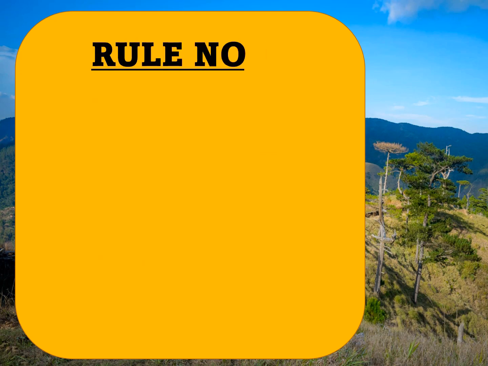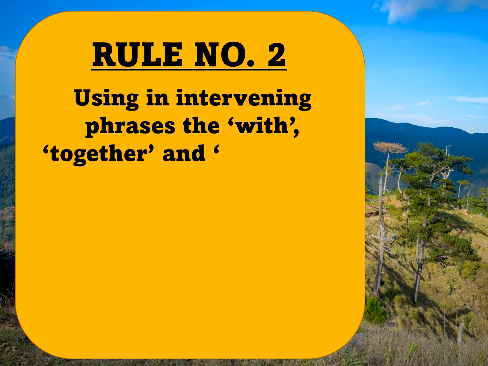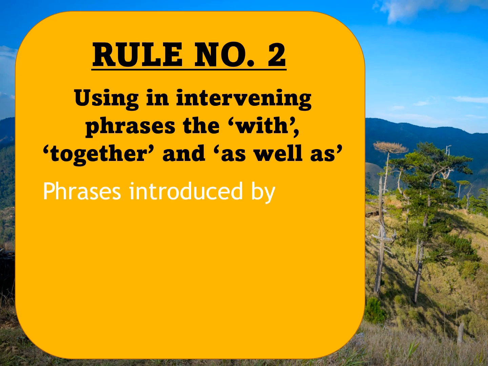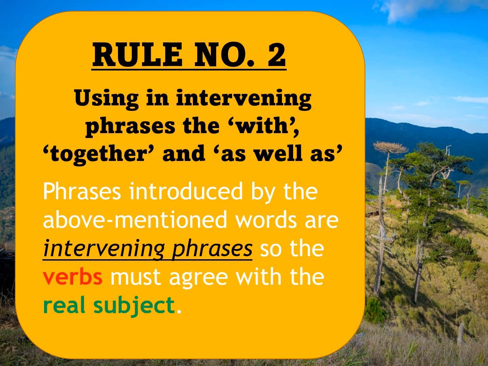Rule number two: using and intervening phrases, the with, together, and as well as. Phrases introduced by the above-mentioned words are intervening phrases, so the verbs must agree with the real subject.